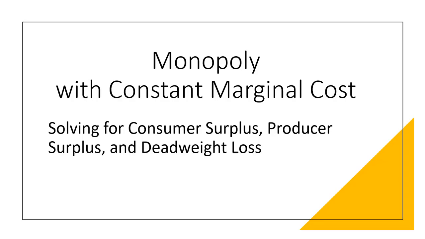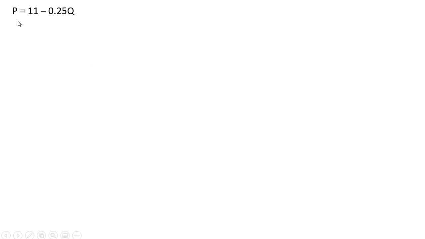Hello, in this video we're going to look at a monopoly with constant marginal cost, and then we're going to calculate consumer surplus, producer surplus, and the deadweight loss. So here's the inverse market demand facing the monopolist, and the monopolist total cost, 2 plus Q.